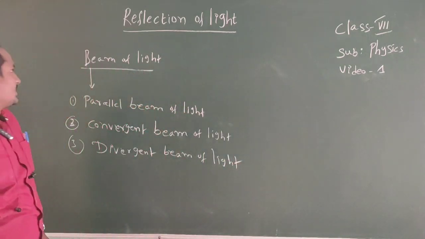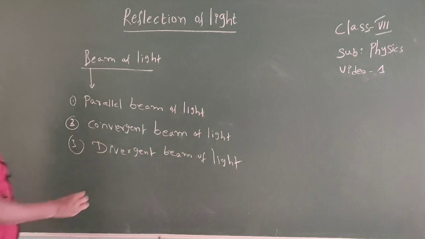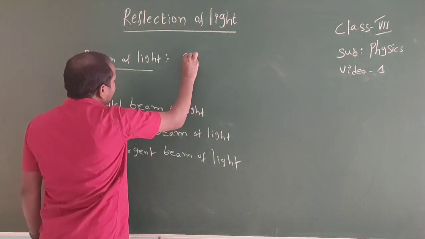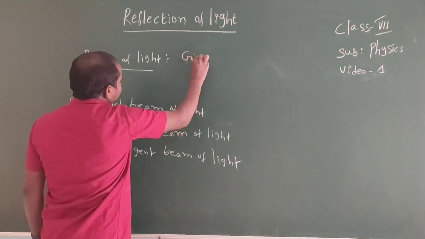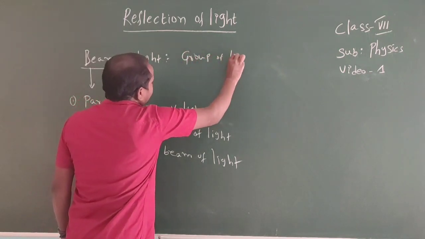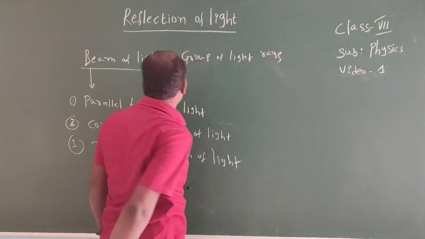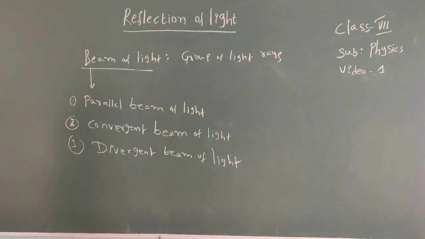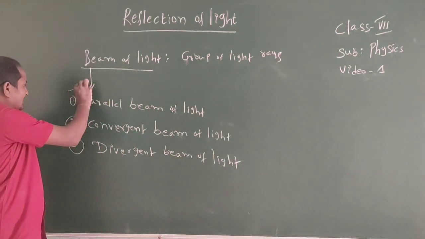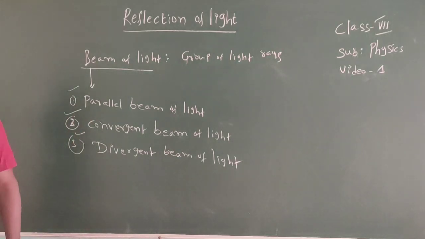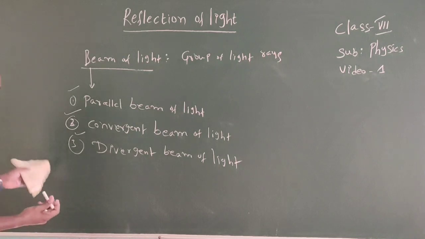Listen, beam of light means the number of light rays, or the collection of light rays, or the group of light rays. The collection of the light rays is called a beam of light. So a beam of light can be divided into three types: parallel beam of light, convergent beam of light, and divergent beam of light. First one, parallel beam of light.